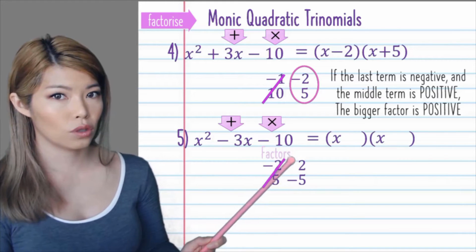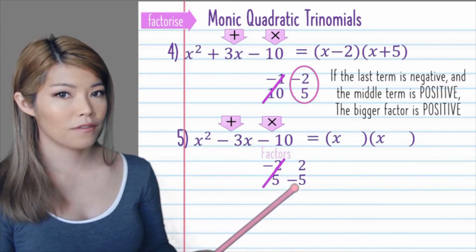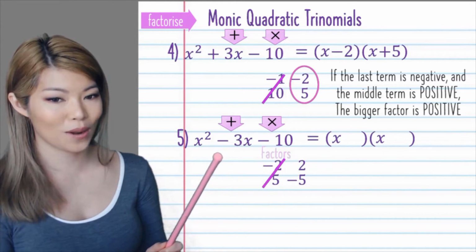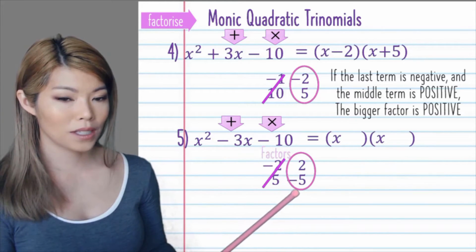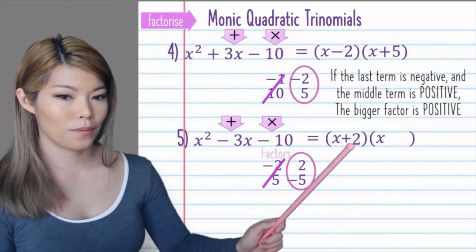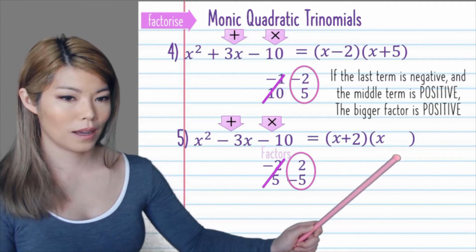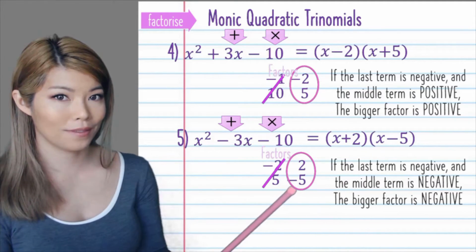Minus 5 times 2 is negative 10. And minus 5 plus 2 does give us minus 3. So our factors are minus 5 and 2. So plus 2 and minus 5.